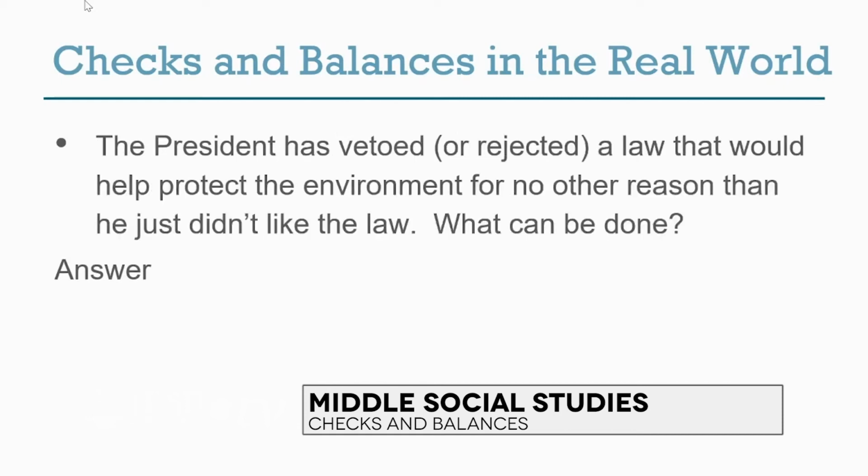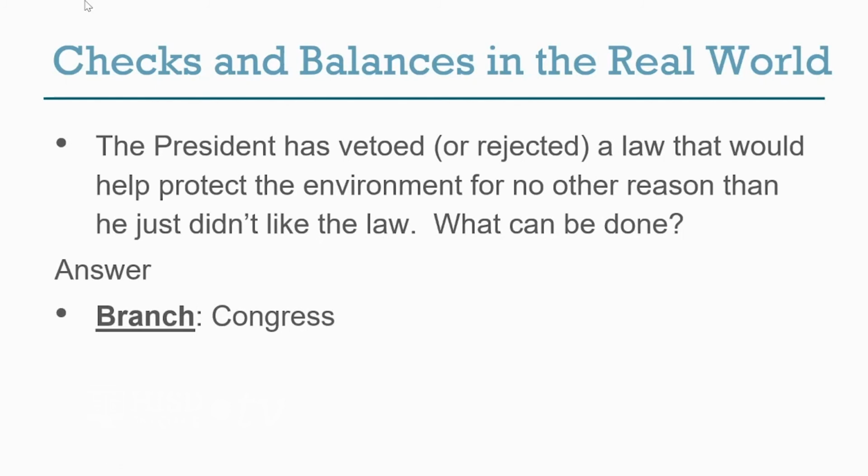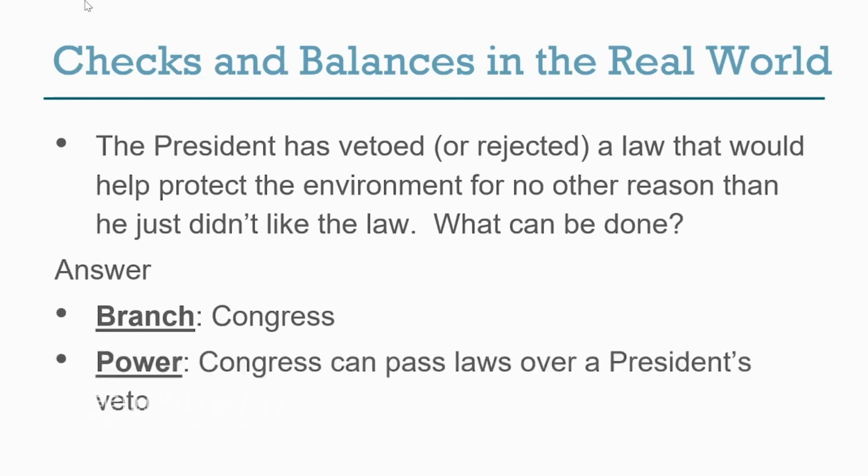The president has vetoed or rejected a law that would help protect the environment for no other reason than he just didn't like the law. What can be done? What branch can check this guy? Oh, Congress can check this president, but how? Congress can pass laws over the president's veto. And again, that takes a 2/3 majority.